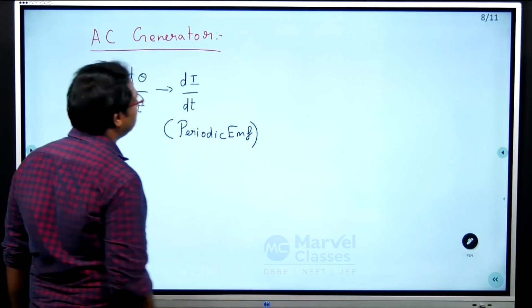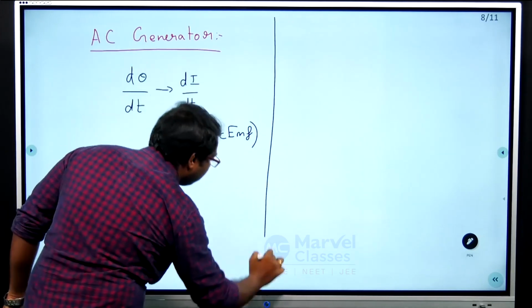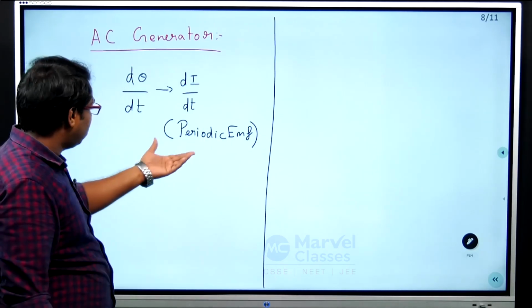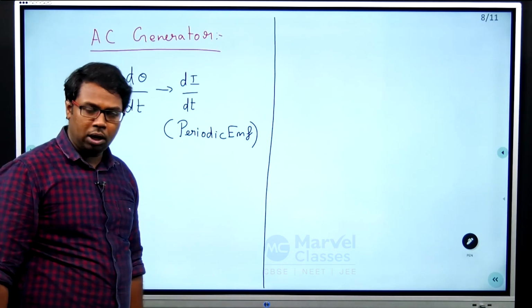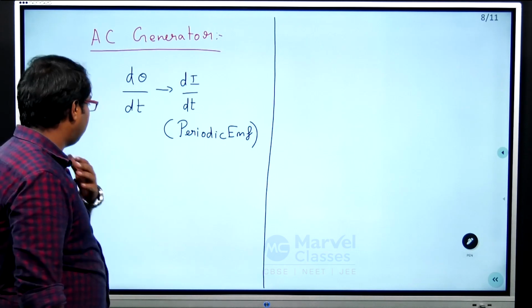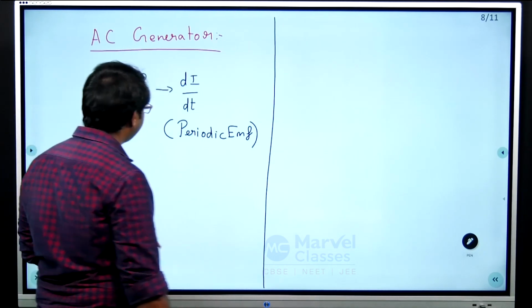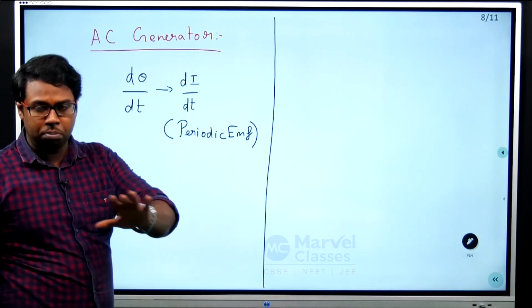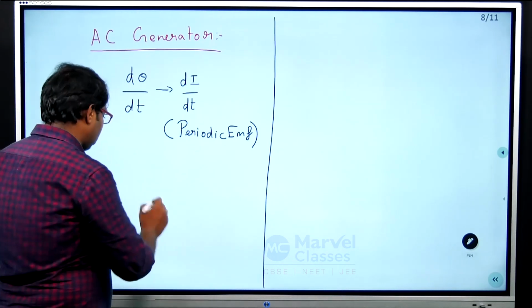The very first thing that we saw was self-induction, which in turn produced a static EMF. Then we studied the dynamic EMF, and now we are going to study the periodic EMF. So now listen, how do we produce a periodic EMF? Very simple and very straightforward.